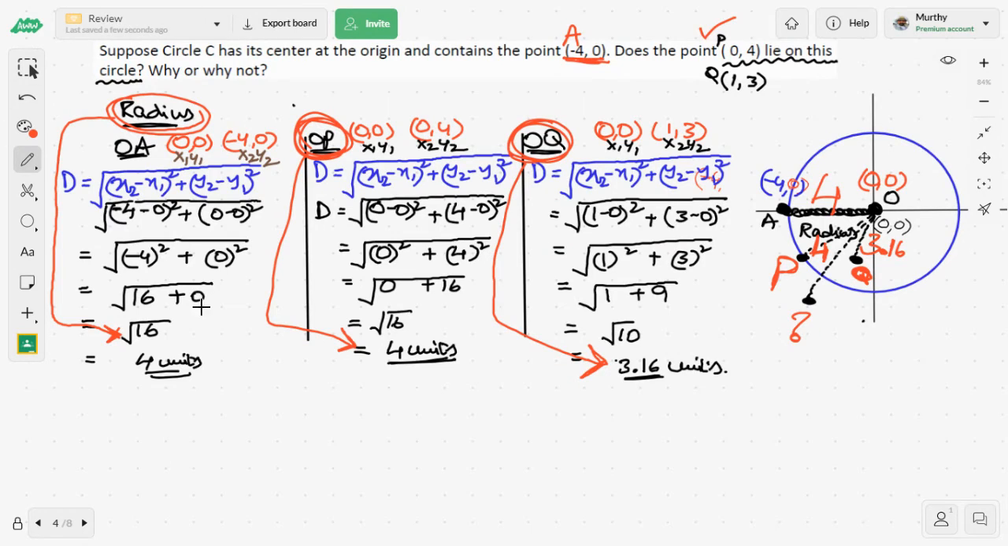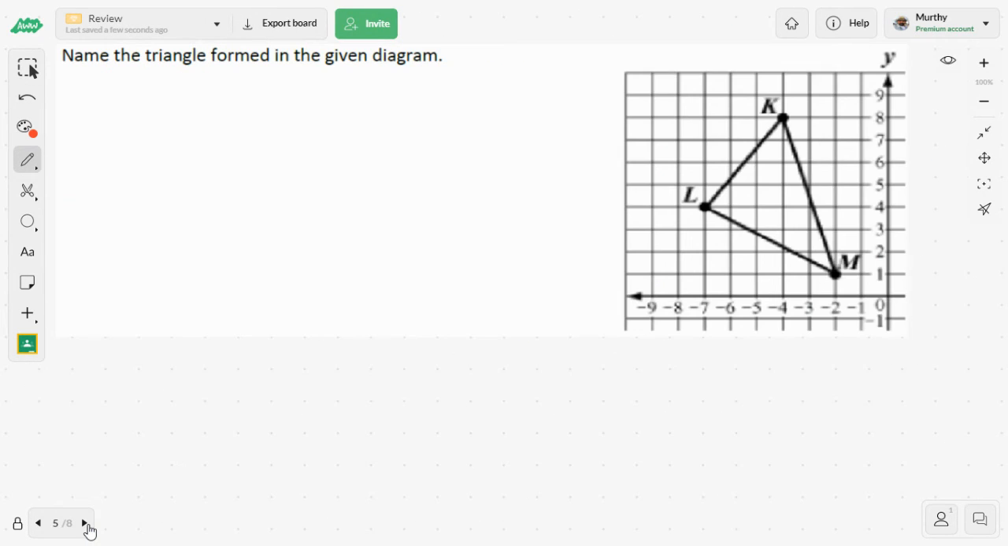Okay, let's go to the next one. Name the triangle formed in the given diagram. Actually here the values are not marked, so I see that point K is on the x-axis. I see that this is going to be -4, and on the y-axis, you know that the vertical line is the y-axis. So here it is 8.